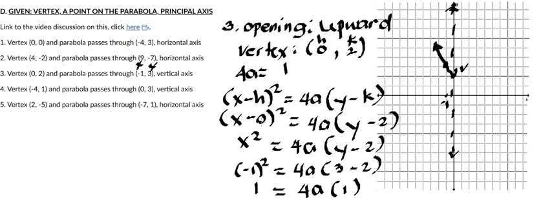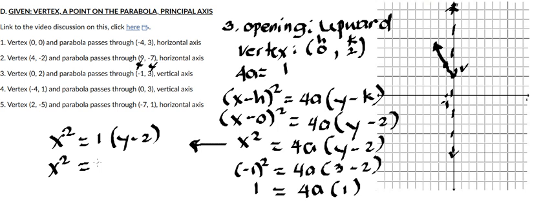And then going over to the standard equation and replacing our 4a, x squared is equal to 4a is 1 times y minus 2. Instead of writing 1 there, simplifying that 1, that means to say we cannot see the 1 beside y minus 2. And final answer is x squared equal to y minus 2.